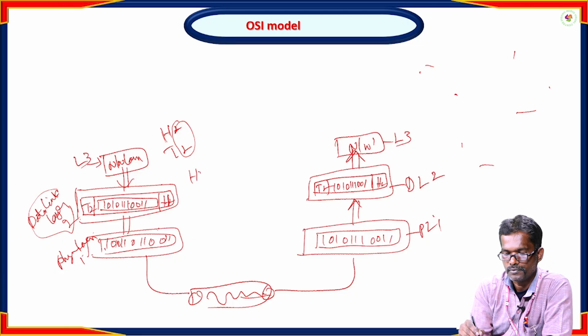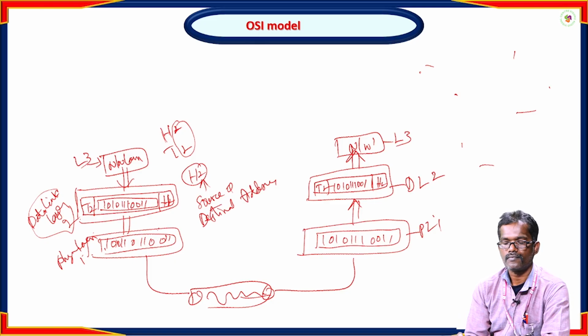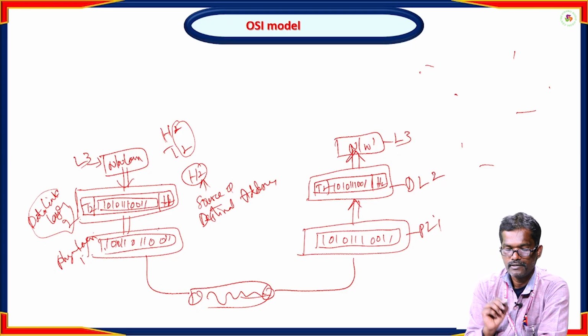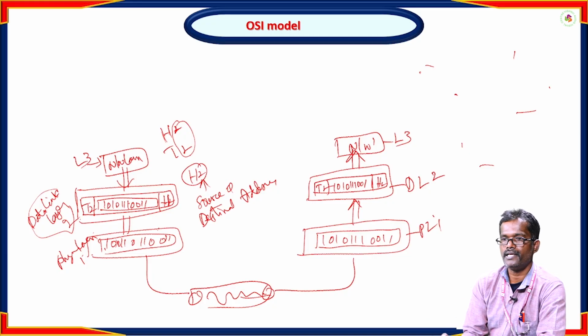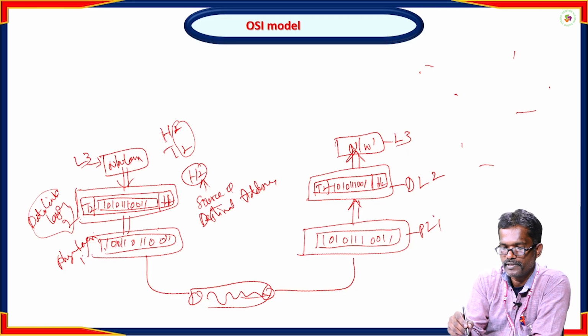The H2 contains the source and destination address. The source and destination address will be present in the data link layer, which is added here. We will see one example of how this will be formed and how this will act.